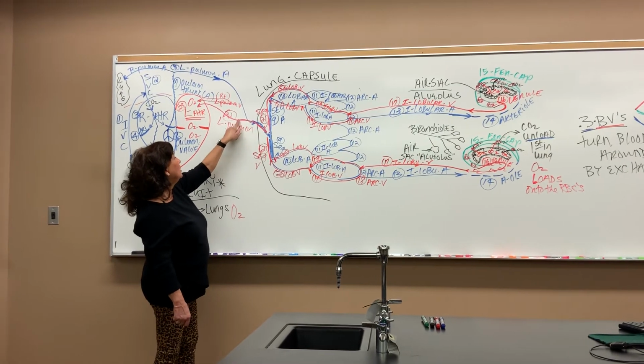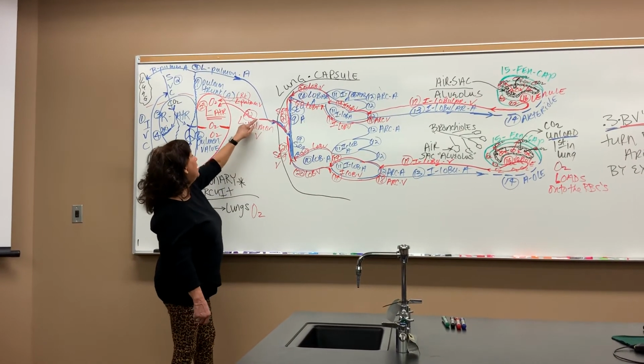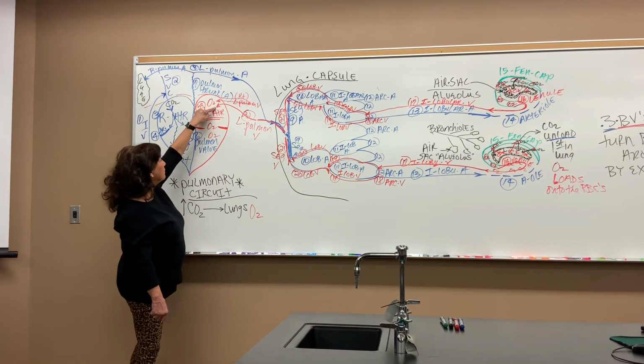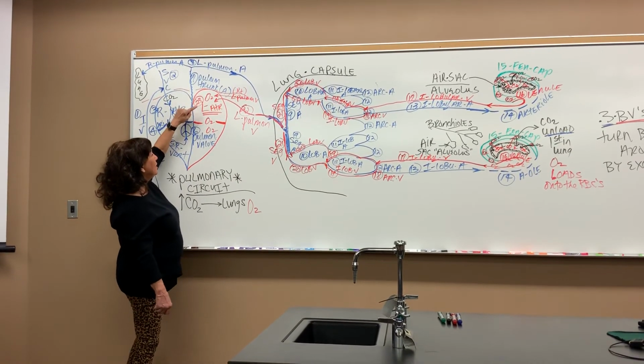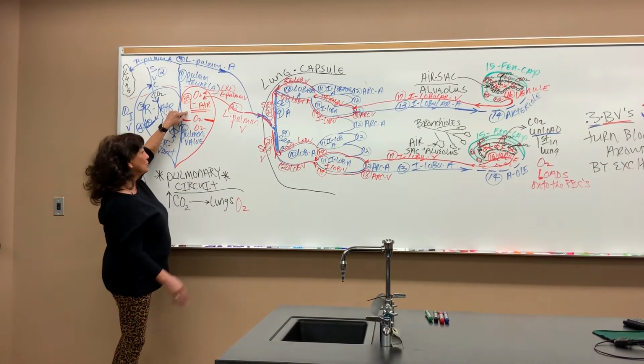And so this is 22, left pulmonary vein. And then where does the left pulmonary vein go? Into 23, the left atrium. The end of the pulmonary circuit.